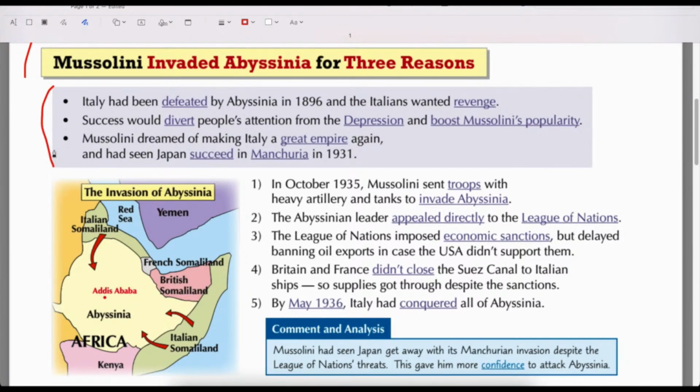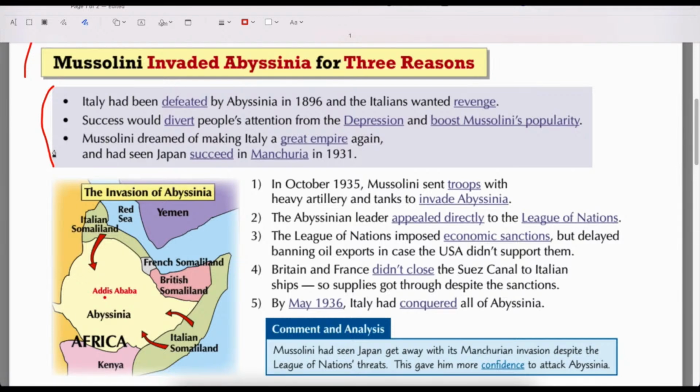So follow me here. Italy had been defeated by Abyssinia in 1896, and the Italians wanted revenge. So you know revenge? Yeah, when you do not accept something that has happened, and then you want to do that again, just because you feel that, how can I say, your pride has been attacked. So revenge is something bad actually. So that was the first one.